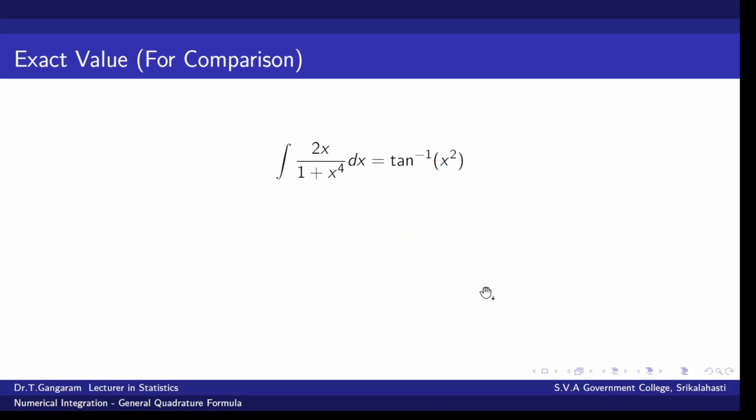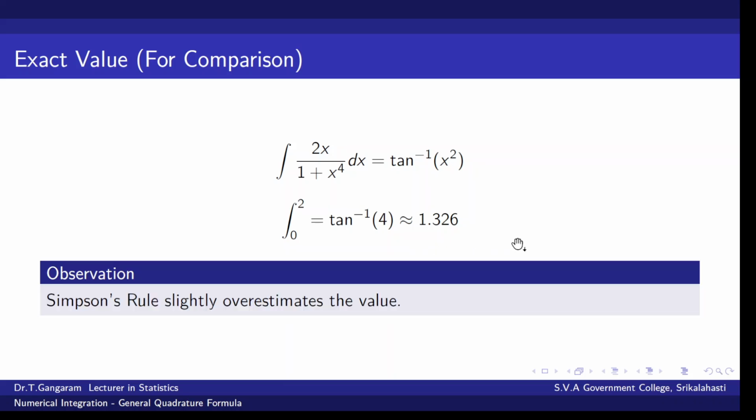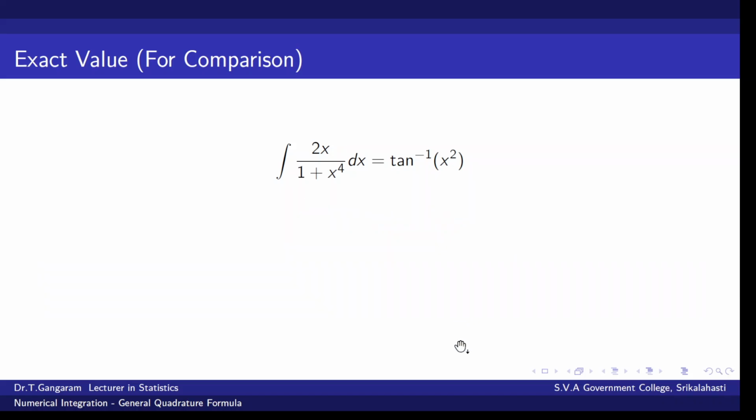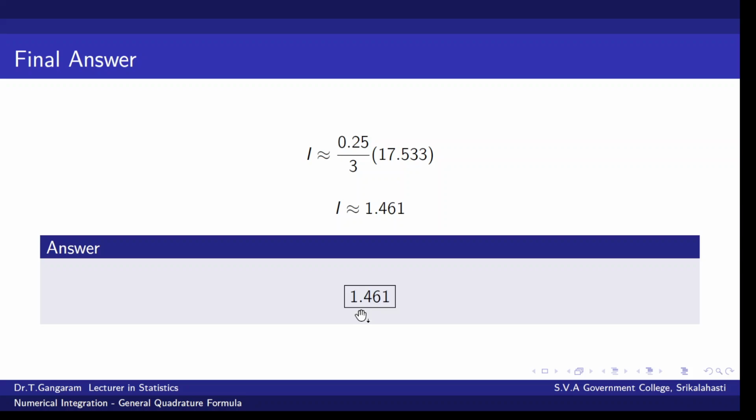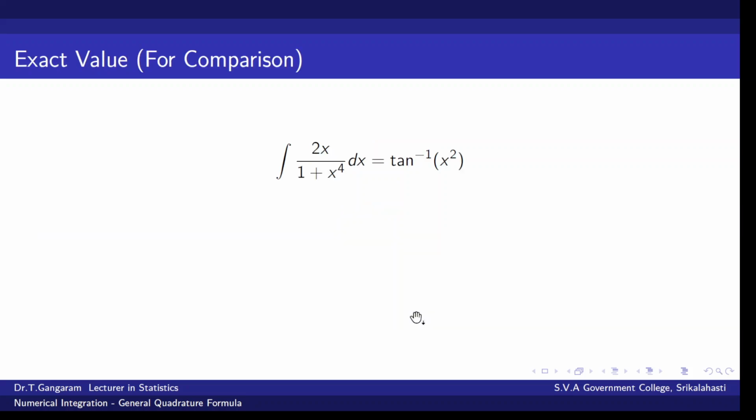We need to check by using integration. Integral 2x by 1 plus x power 4 dx is equal to tan inverse x square. Here, at 2, 2 square is equal to 4, so the exact value is 1.326. It slightly overestimates the value. We overestimate, the value is overestimated.